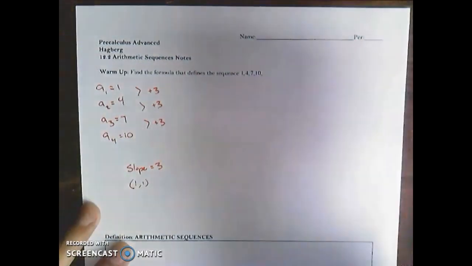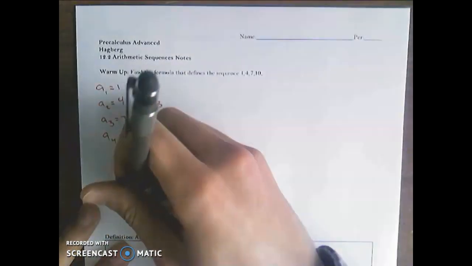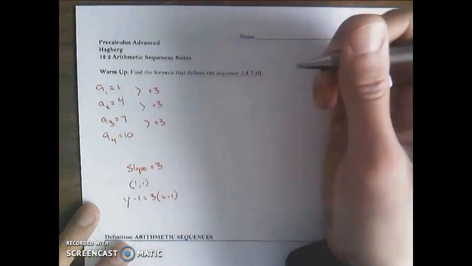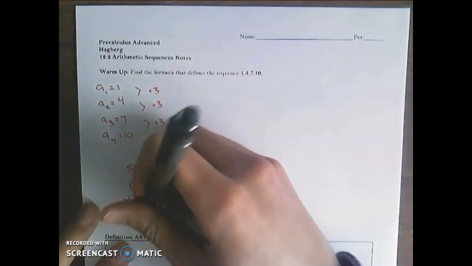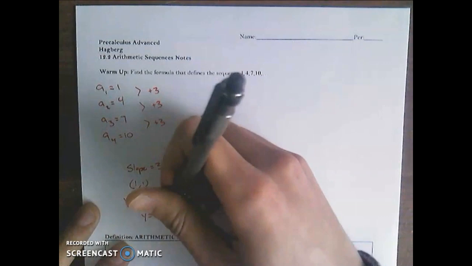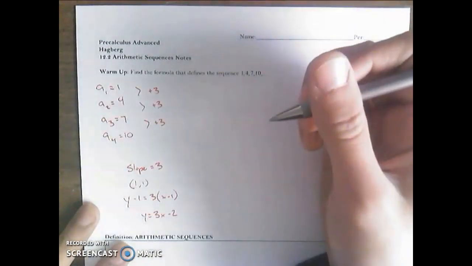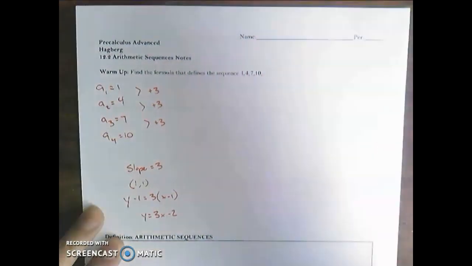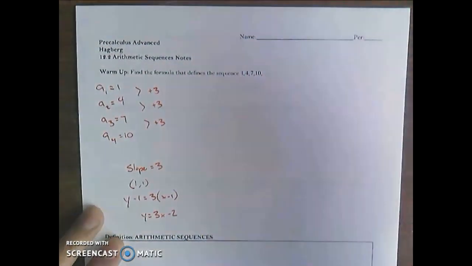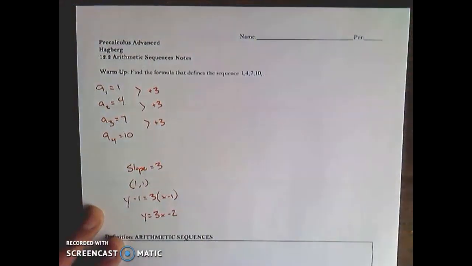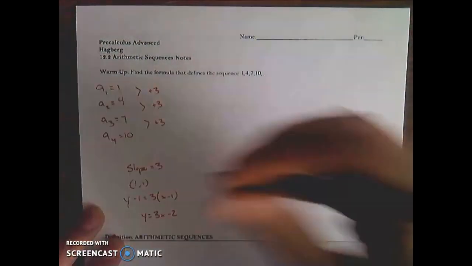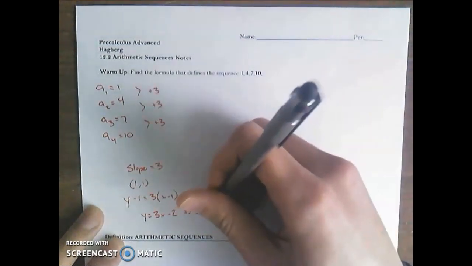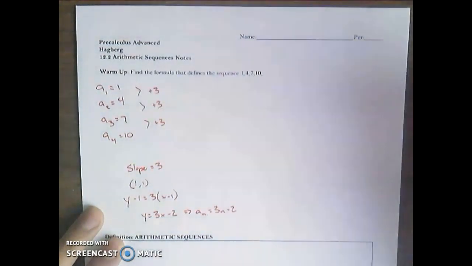We can plug this into point-slope form. So we have y minus 1 equals 3 times x minus 1. And when we simplify, we get y equals 3x minus 2. If we were to graph this line, any points on this line with natural number x would be terms in this sequence. So if we were to write this as a sequence, we could say that a_n is equal to 3n minus 2.